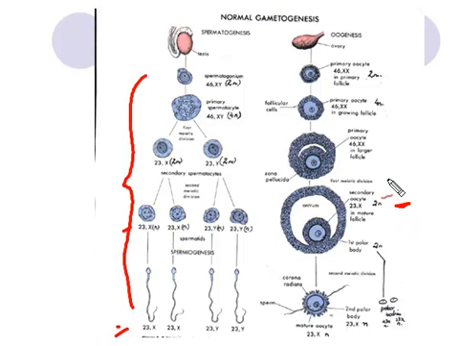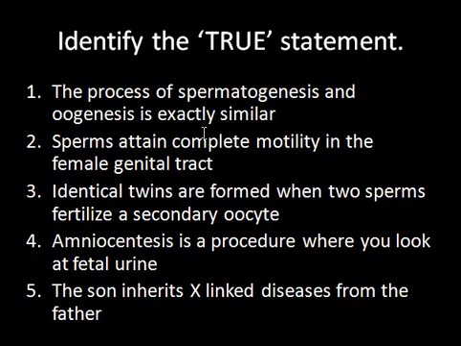That's another difference. The second difference is that there are 4 functional cells here, whereas in oogenesis we have only 1 functional cell and 3 polar bodies which are non-functional, because we want one cell to have all the cytoplasm, and also we don't want a population explosion. So these are 2 major differences. And the other thing is that oogenesis begins before birth, whereas spermatogenesis begins at puberty. So you can see that there are quite a few differences, so they're not exactly similar. So this is false.